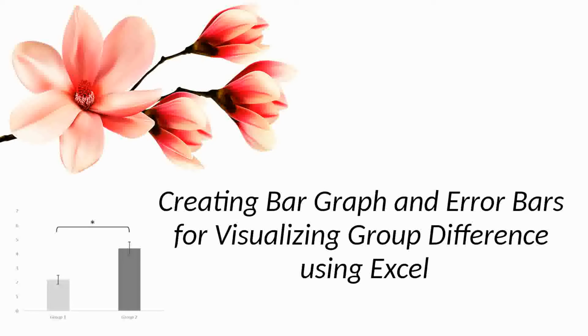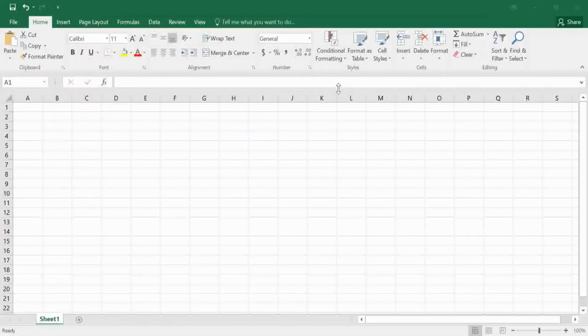For describing the difference of two groups, we often want to visualize by using a graph. And for that, we are using bar graph together with the error bar. Today, I want to explain how we can do that.